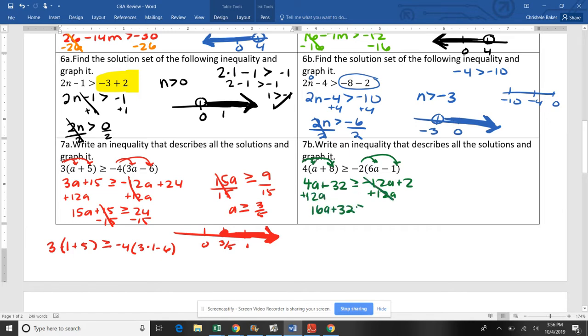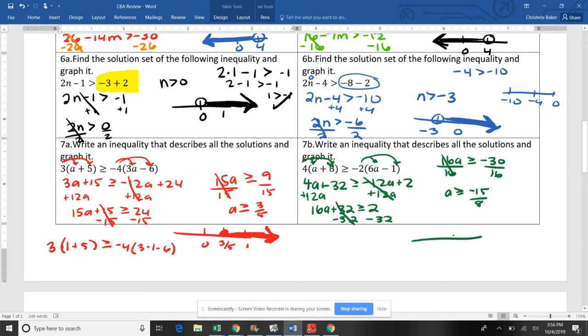16a plus 32 is greater than or equal to 2. Subtract 32 from both sides. 16a is greater than or equal to negative 30. Divide both sides by 16. A is greater than or equal to. Now I'm going to simplify my fraction. Both of these are divisible by 2, so that's negative 15 over 8.